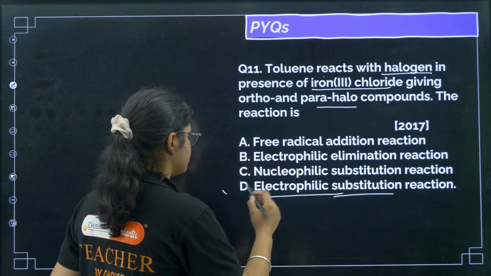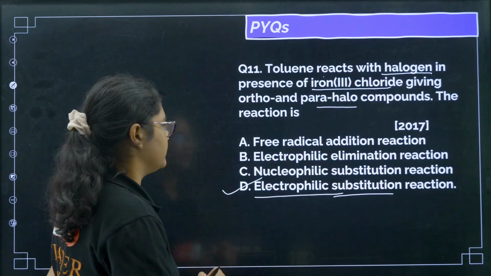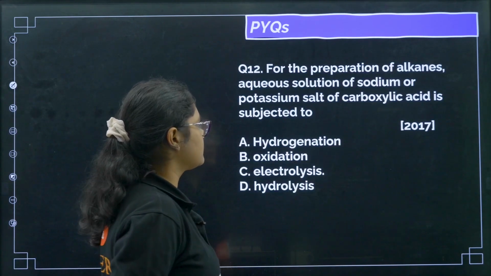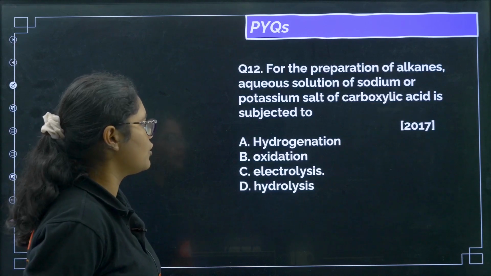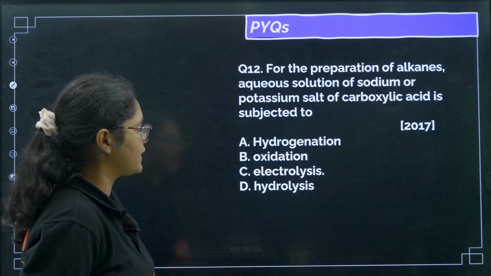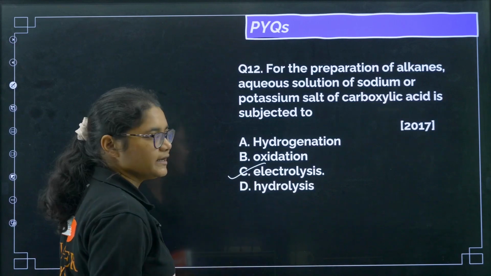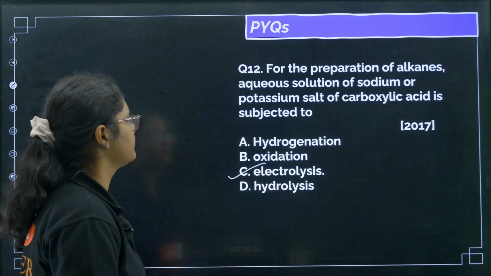So that is why option number D is the correct answer here. Next, question number 12, for the preparation of alkenes, aqueous solution of sodium or potassium salt of carboxylic acid is subjected to. So this is your electrolysis method, Kolbe's electrolytic method, option number C.